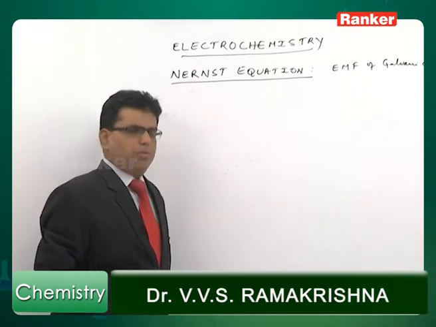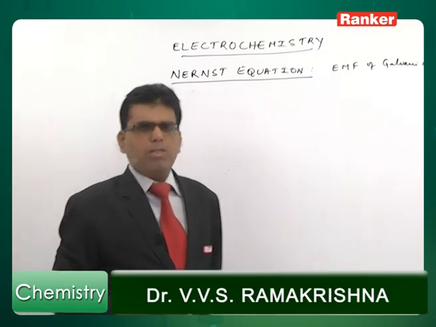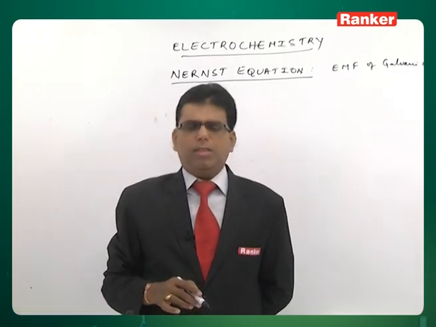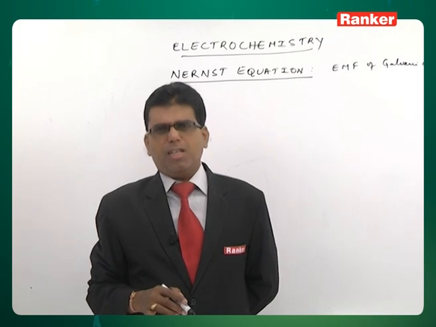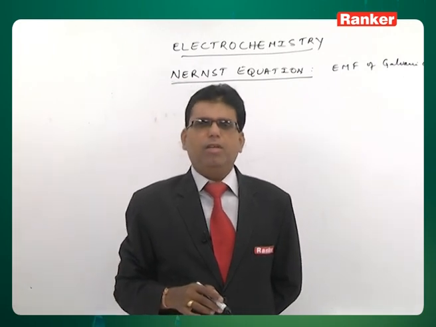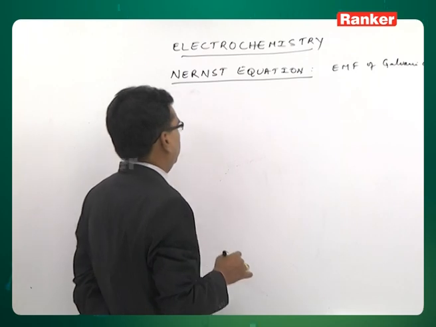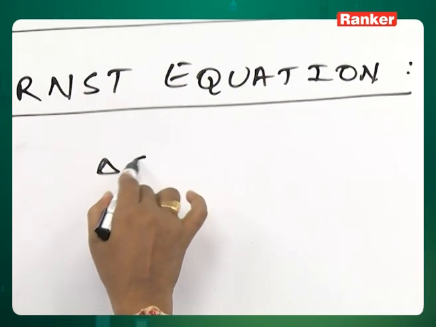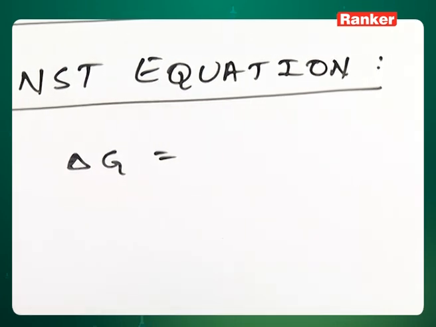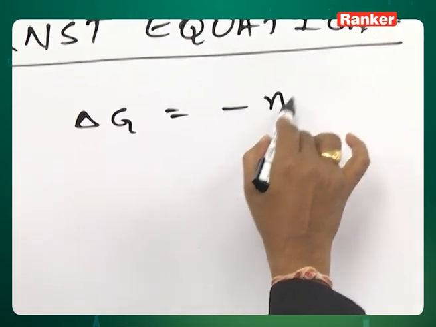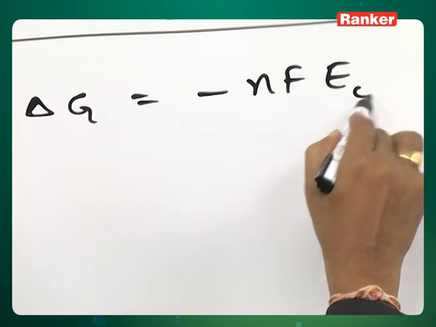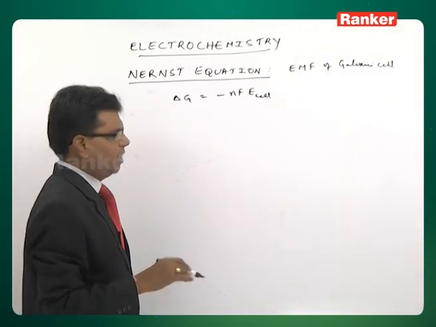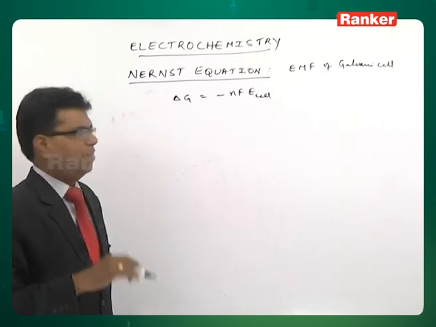As we told, the very basic principle of a galvanic cell is that free energy change of a chemical reaction is converted into electric work. So, if you have a reaction in which the free energy change is delta G, then delta G is equal to minus nFE cell, where E cell is the EMF of the galvanic cell. Delta G is the free energy of the reaction.